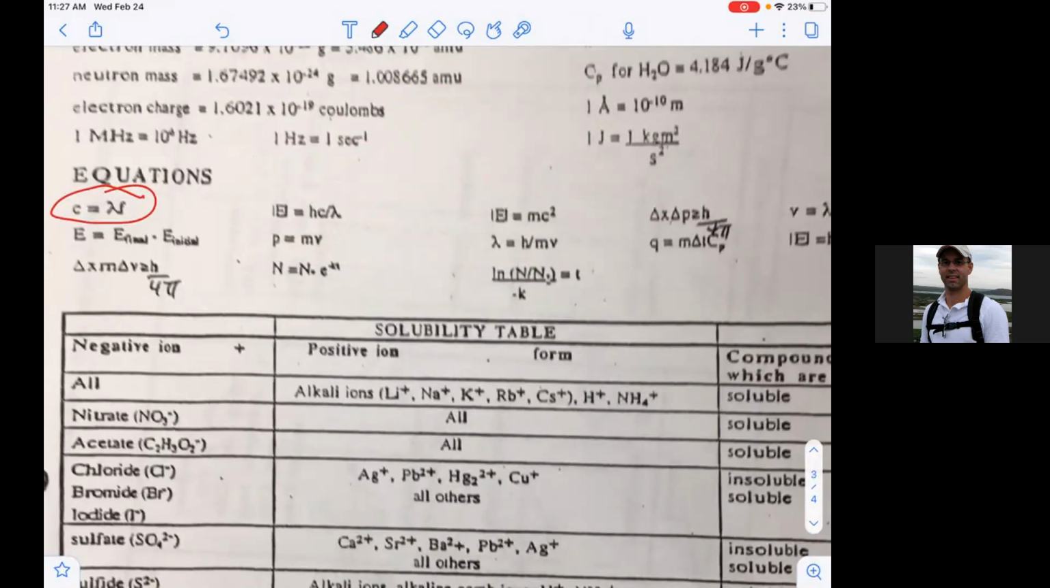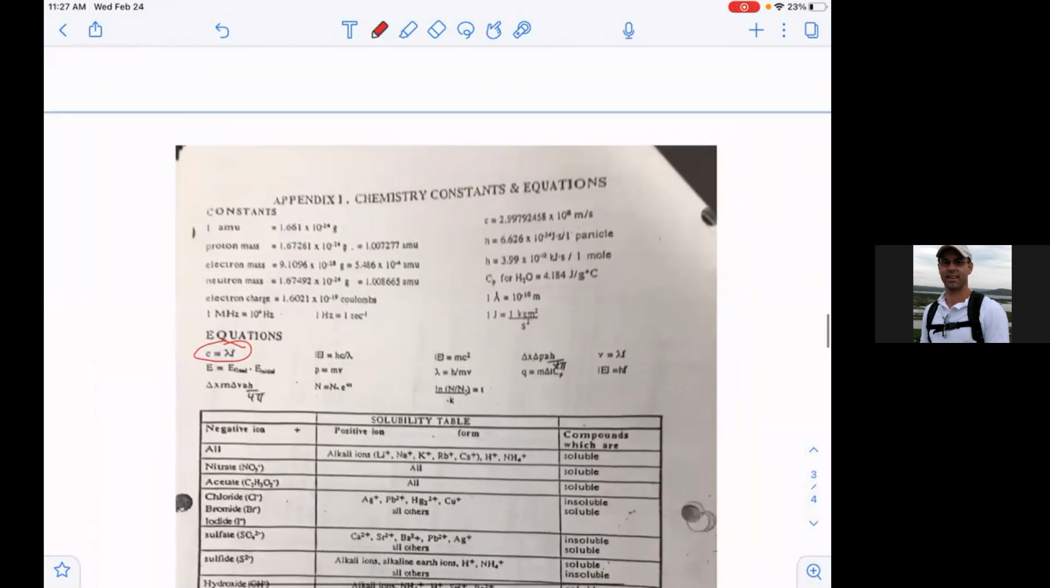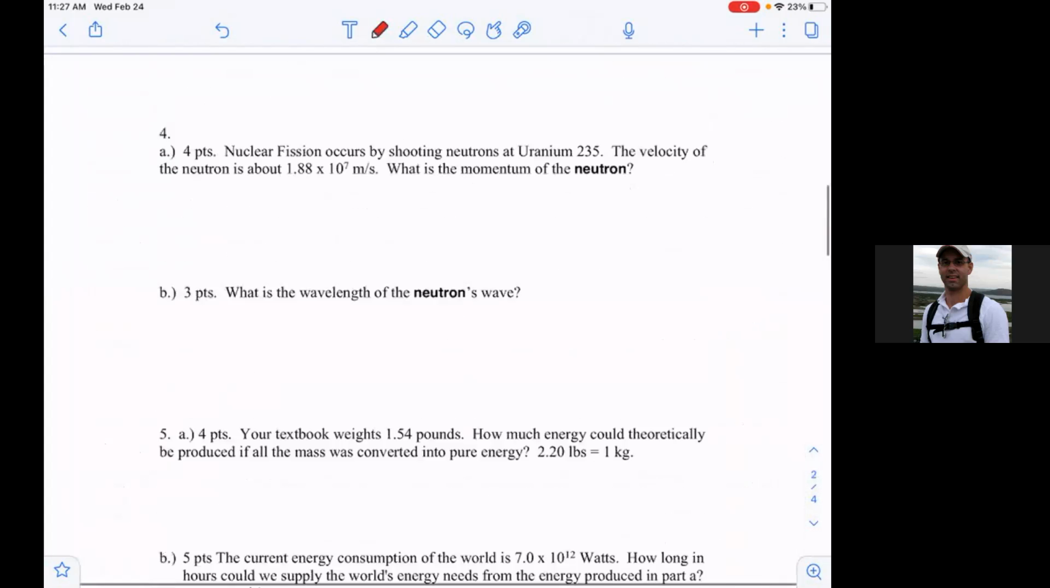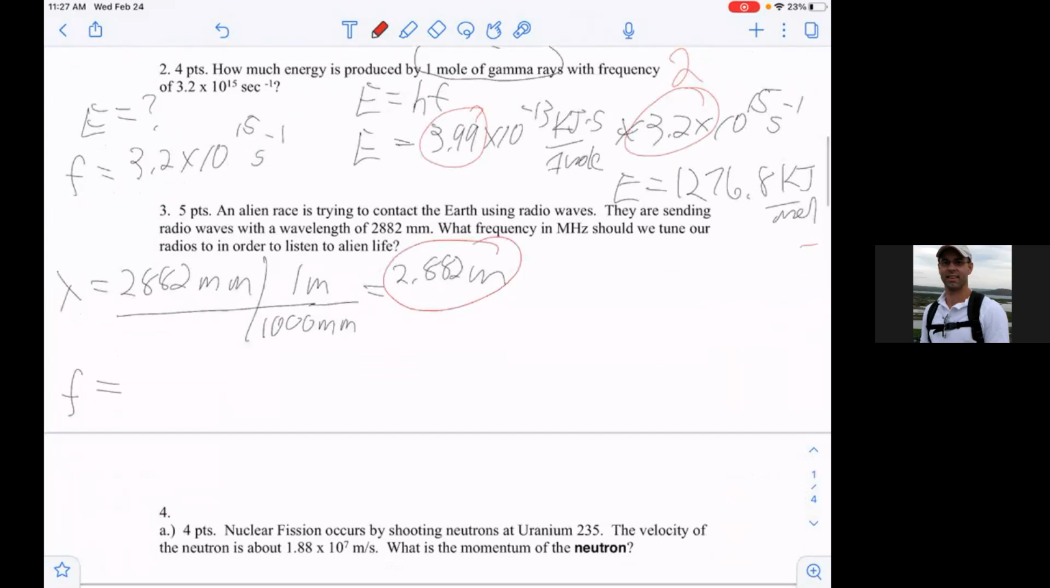Even if you're not quite sure what the problem's doing, there are all these other words there that are trying to confuse you. Stick to the numbers. Write down what you know. It'll help you figure out the correct equation to use. Now you need to know that the wavelength has to be in meters.